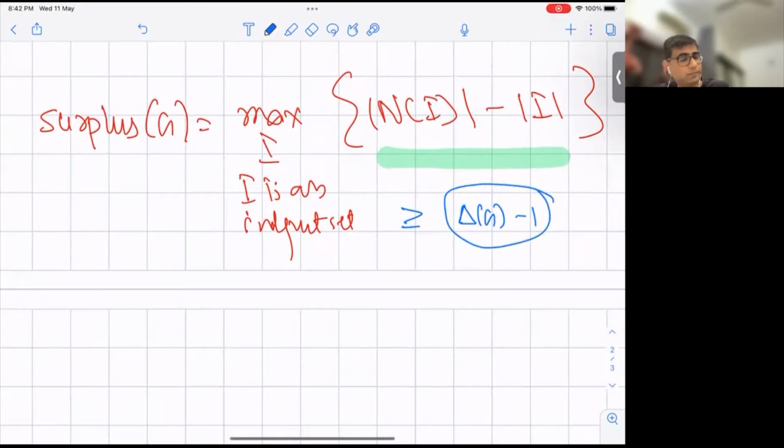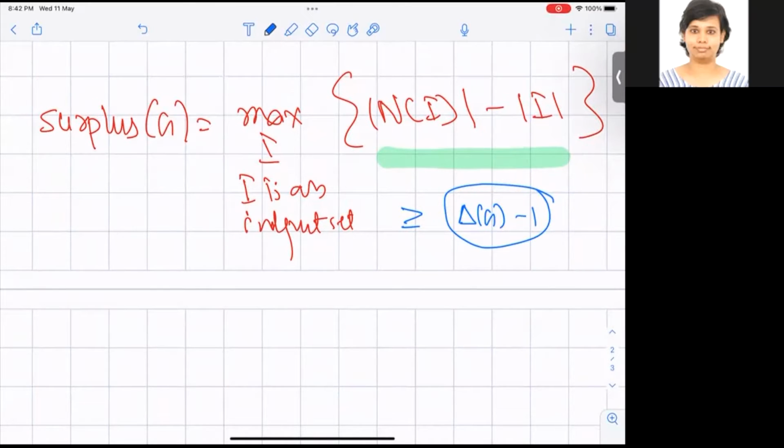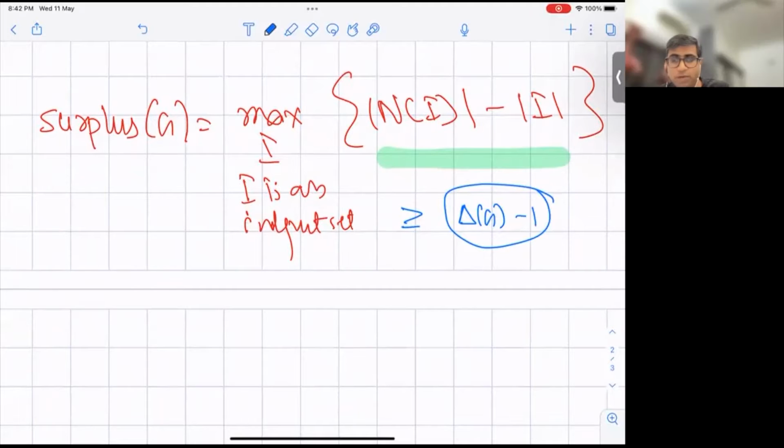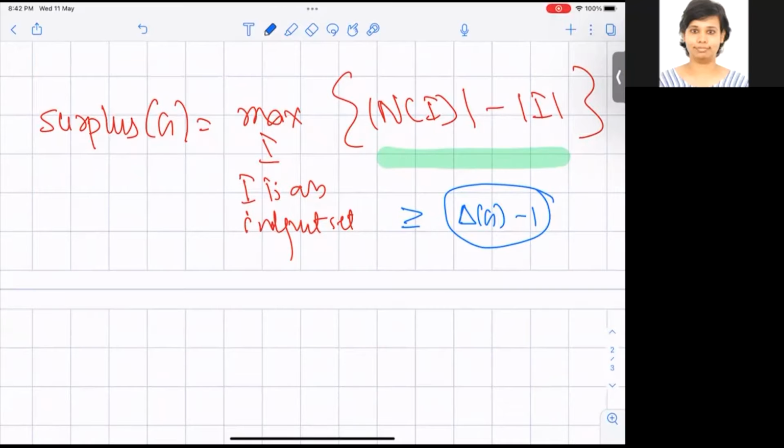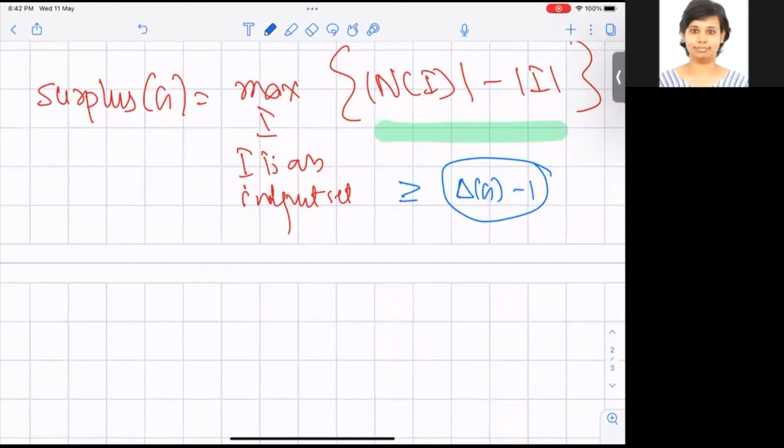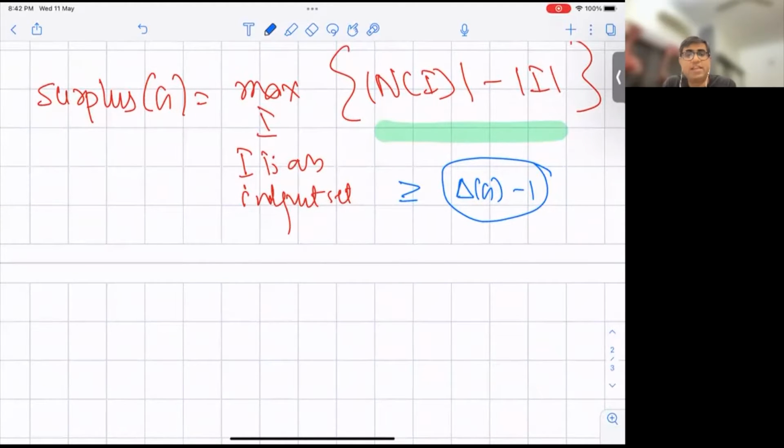Is this clear to everybody? Do you follow what I said? A single vertex is also an independent set. For a single vertex, this quantity is its degree minus 1. Since we are taking the maximum over all independent sets, the surplus of a graph will be at least the maximum degree minus 1. This is something interesting about surplus.